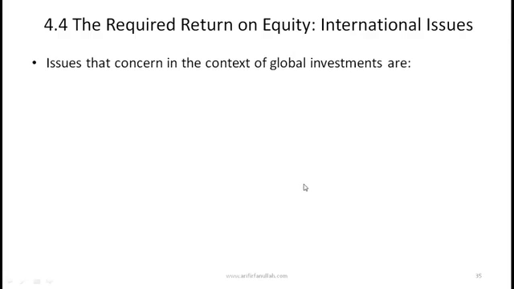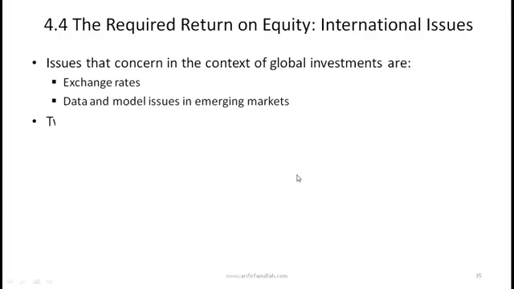Okay. Some general points. If you are investing internationally, so you are sitting in America and you are investing in the stock market in Thailand, what sort of premium do you apply? There are different issues. One has to do with exchange rate volatility. The Thai baht might devalue, which will hurt your investment. Then there are data and model issues in emerging markets. What model do you use to figure out the future cash flow of companies in Thailand? All those are issues.